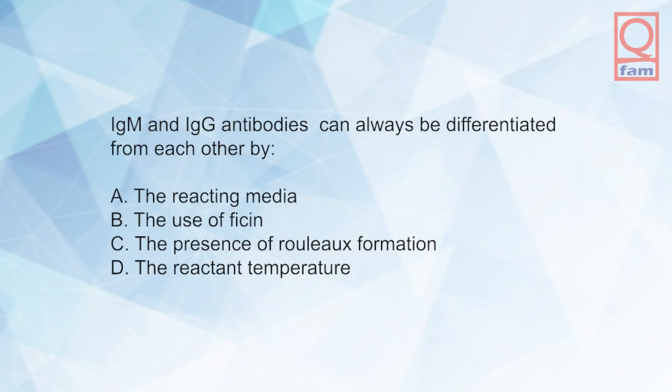IgM and IgG antibodies can always be differentiated from each other by A. The reacting media. B. The use of ficin. C. The presence of rouleaux formation. D. The reactant temperature. The answer is A. The reacting media.